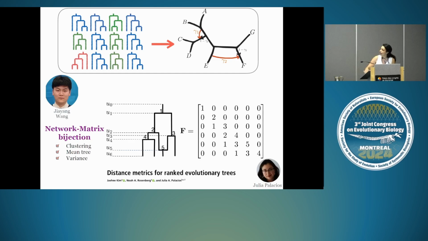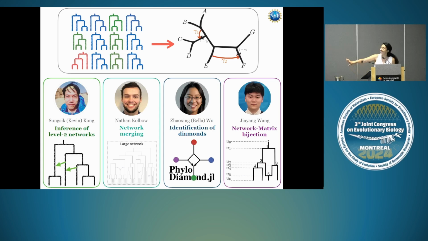And then the last project on phylogenetic networks is we're finding ways to embed networks into some mathematical space. This is work in collaboration with Julia Palacios at Stanford, where we can represent ranked phylogenetic networks as a matrix. Julia has done this work for ranked trees already. We are extending to the case of networks. Once you have a network in a matrix form, which is not the adjacency matrix for those that are familiar with matrices, you can do standard statistics like clustering, calculating mean, calculating variances. Anyway, this is the overview of phylogenetic networks that is happening in my lab.